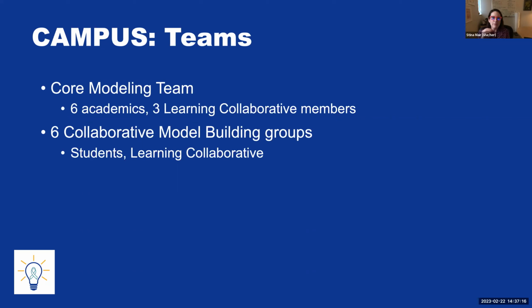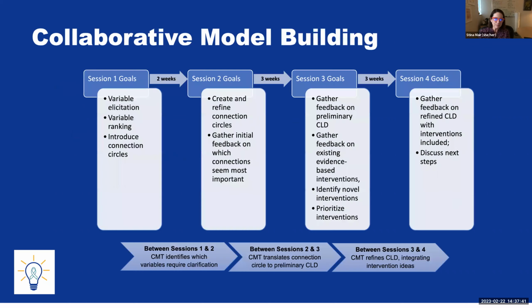And then the collaborative model building groups themselves: some of them are only students, some are students and members of this broader learning collaborative, which is really anyone who has some sort of professional input, advice, expertise or opinion about alcohol-involved sexual violence from as broad a range of perspectives as possible across a wide range of campuses. And then some groups will have both students and learning collaborative members involved in them.